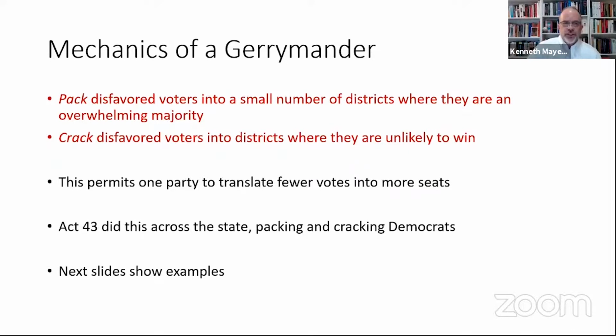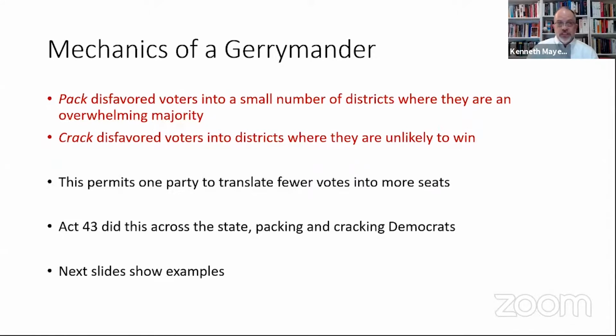There are 2 complementary strategies that are used to gerrymander, and they both stem from the fact that in a single member district in Wisconsin, it's first past the post, so the candidate who receives the most votes wins the district. It doesn't matter if you win the seat by 1 vote or if you win the seat by all of the votes, you still get the seat.